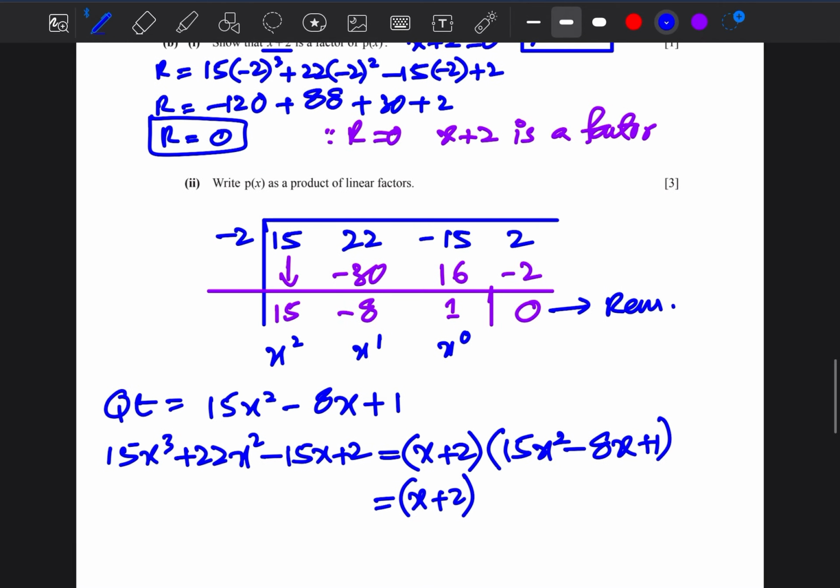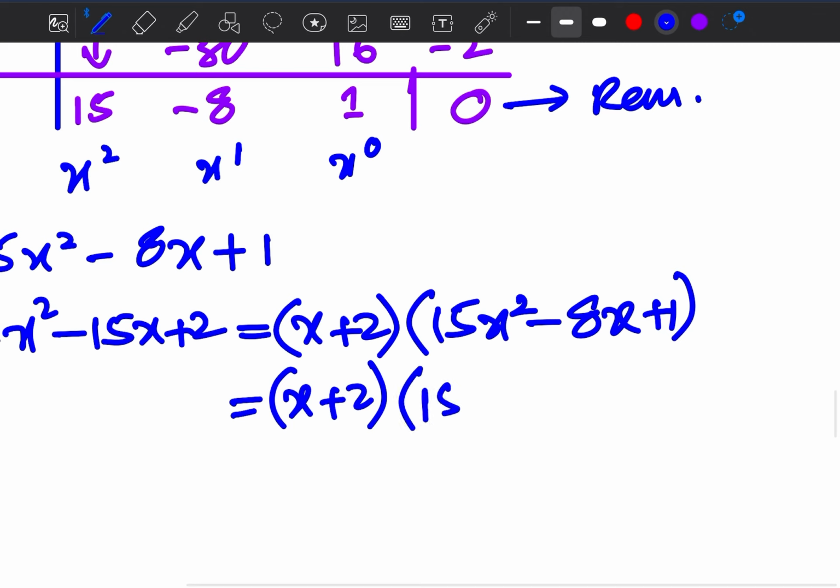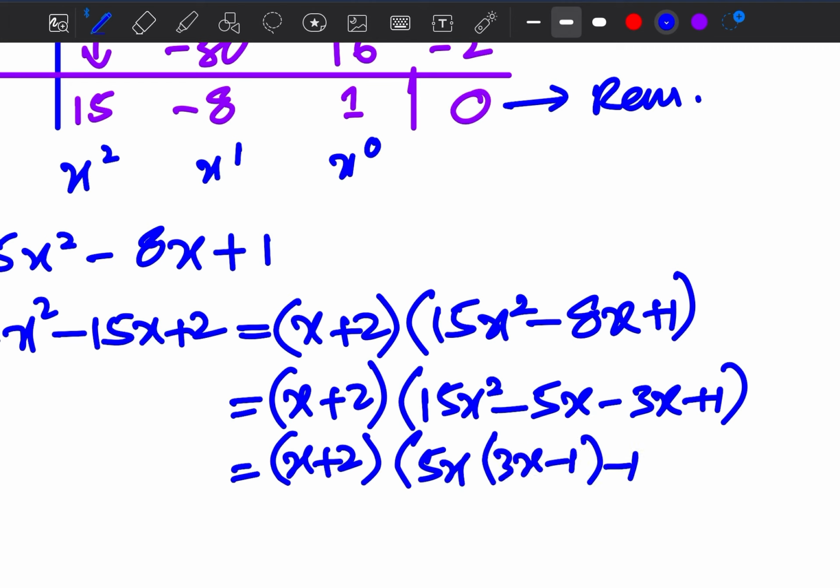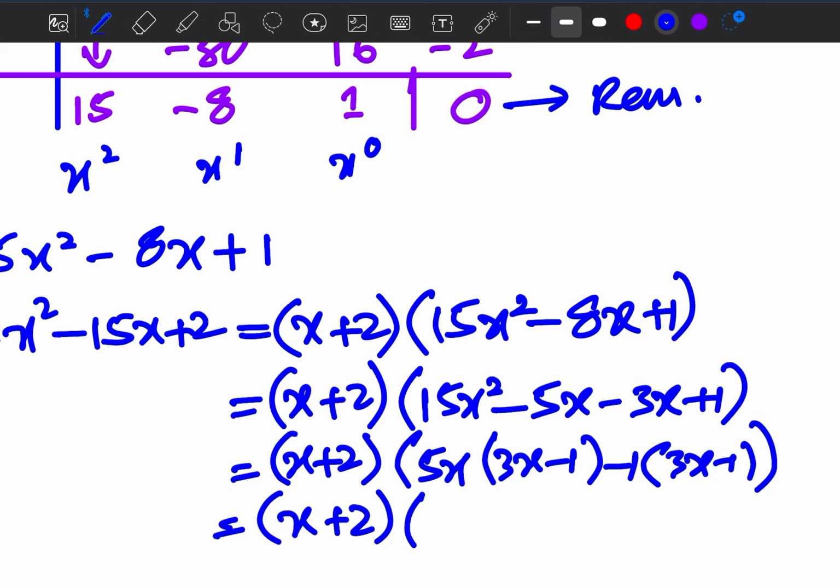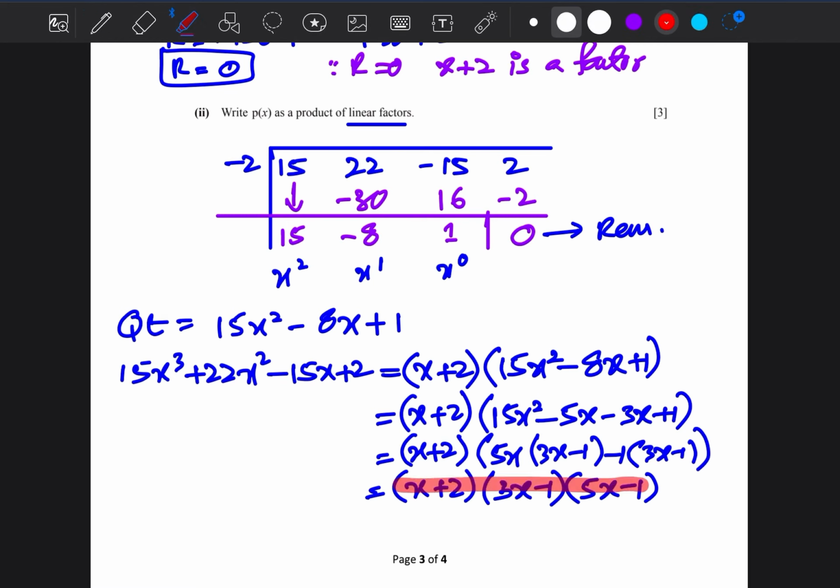They need all the factors in linear form. It means the quadratic factor can be further factorized. I'm going to factorize it. Minus 5x minus 3x plus 1. I've used the middle term breaking method. 5x common, it becomes 5x times 3x minus 1. Minus 1 common, it becomes 3x minus 1. I got the three linear factors. Now, this is your answer, where I've converted the expression into three linear factors here.